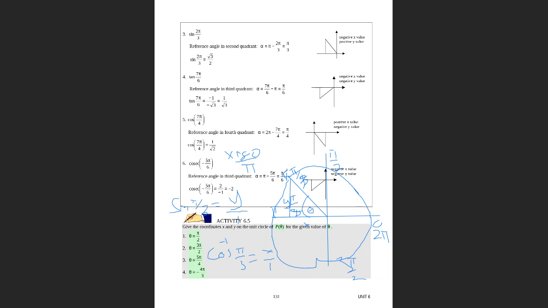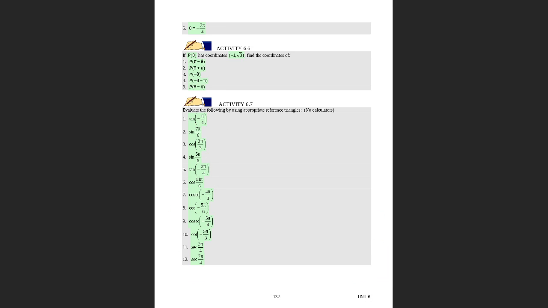So can you give me the coordinates for number 4? Square root 3 over 2, and no, sorry. For x, it's negative 1 over 2, and for y, it's square root 3 over 2. Okay, good. So that's how we find the coordinates. Any questions again? Okay, then let's go to activity 6.